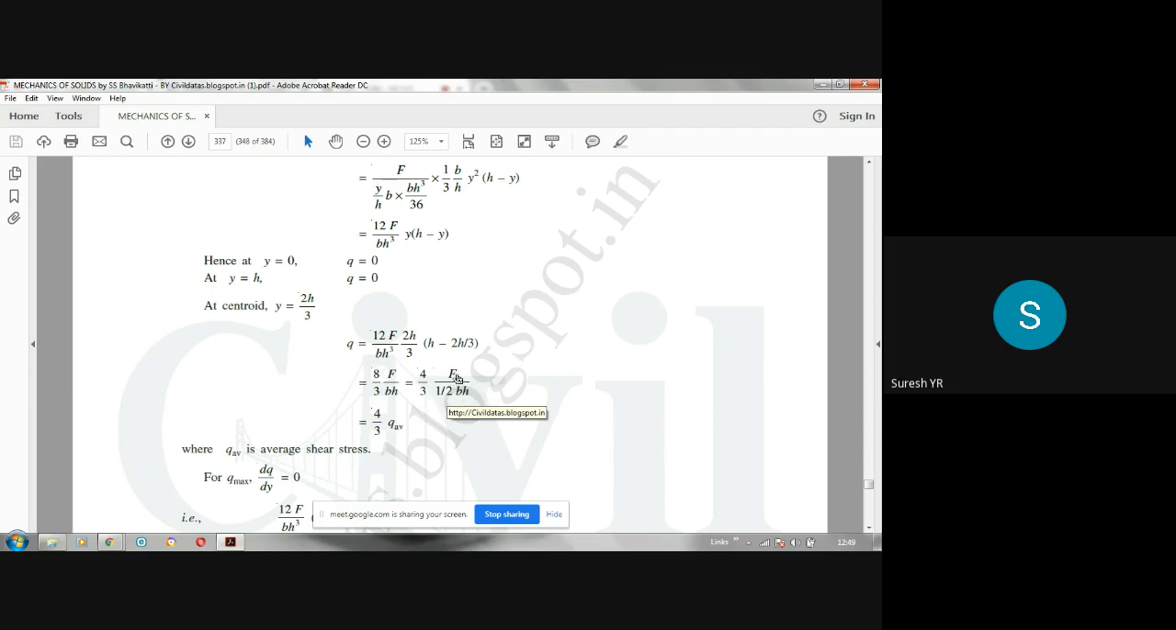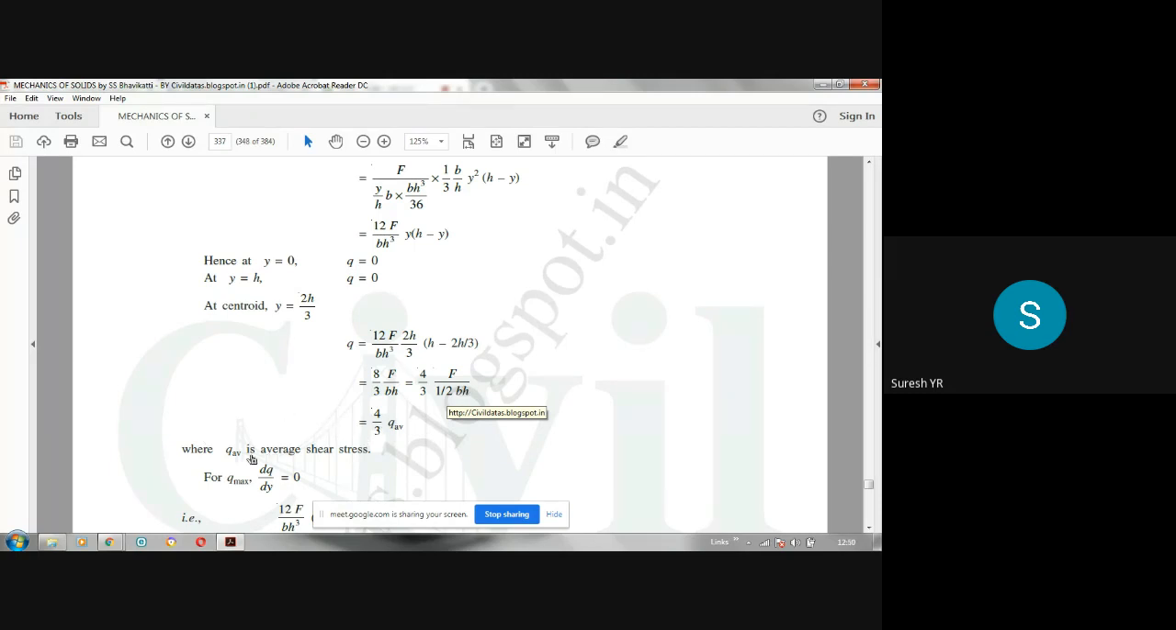So shear force is f, and half bh is the area. Shear force divided by area gives the shear stress, that is the average shear stress. So average shear stress is always f divided by the area of the section. Here the area of the triangular section is half bh, half base into height. Therefore you got 4 by 3 into q average, the mean shear stress.